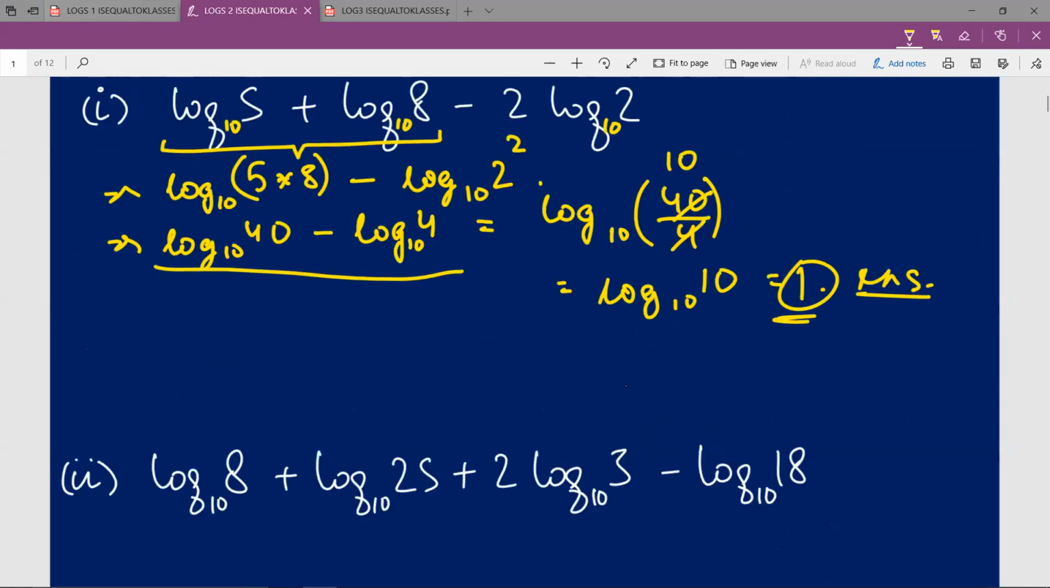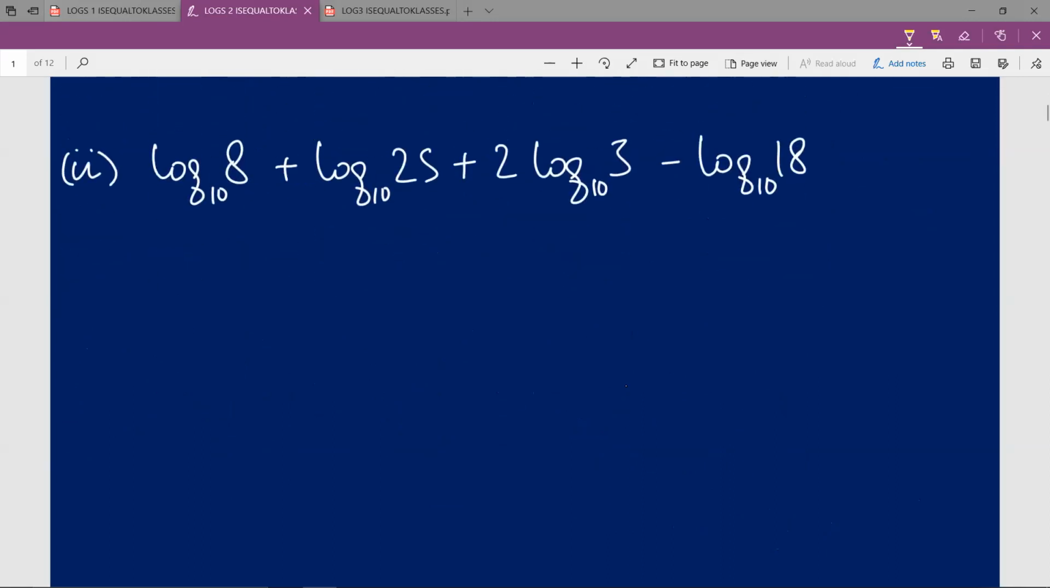Moving on to the next subpart. Okay, so the second subpart states log of 8 to the base 10 plus log of 25 to the base 10 plus 2 log 3 to the base 10 minus log of 18 to the base 10. So first I'll simplify this log question. What do I mean by that?